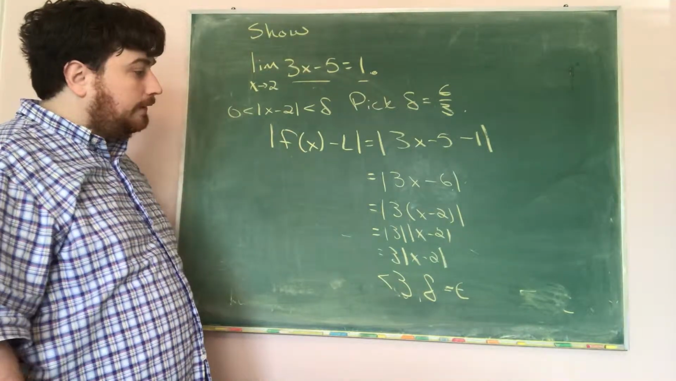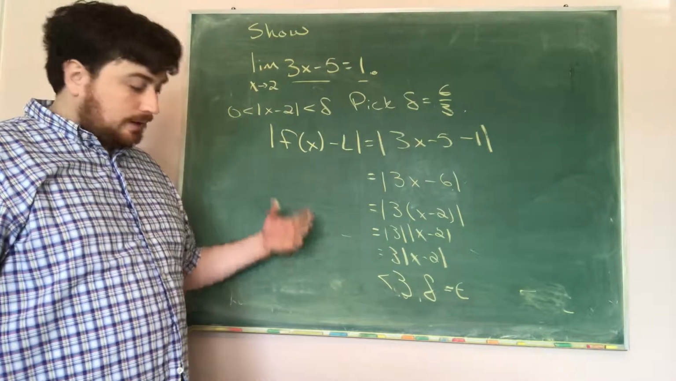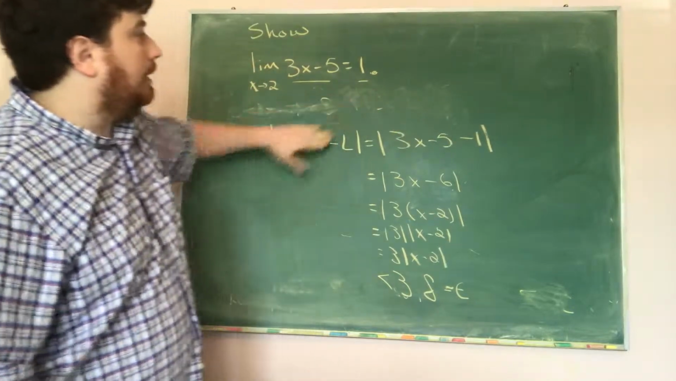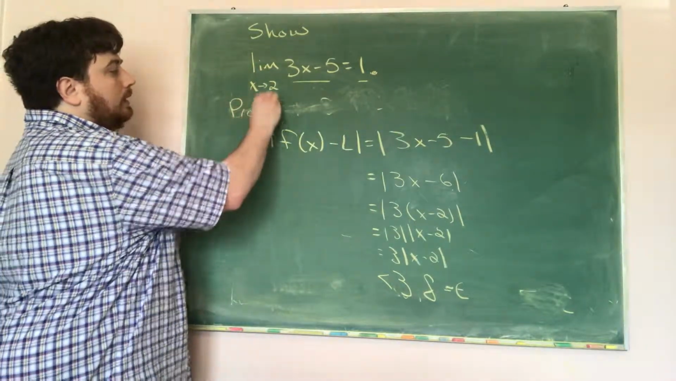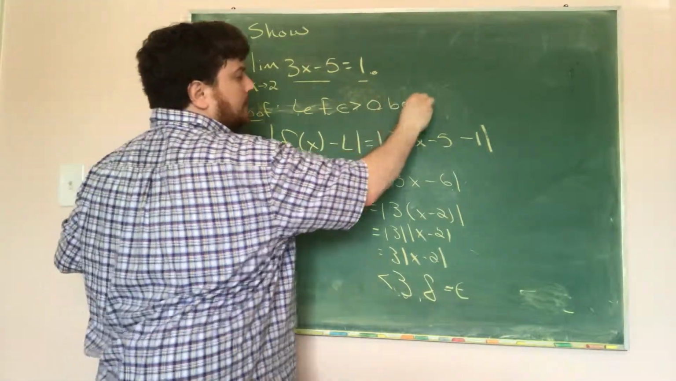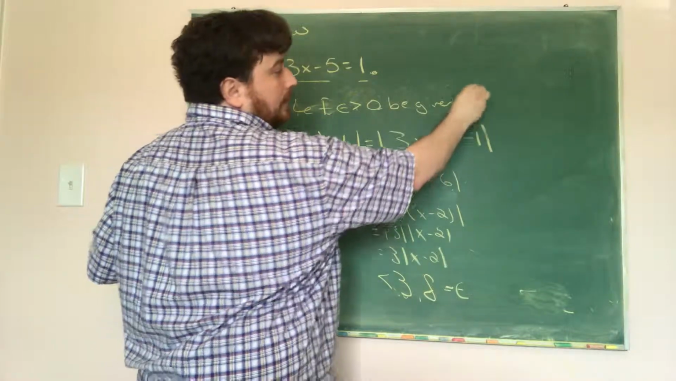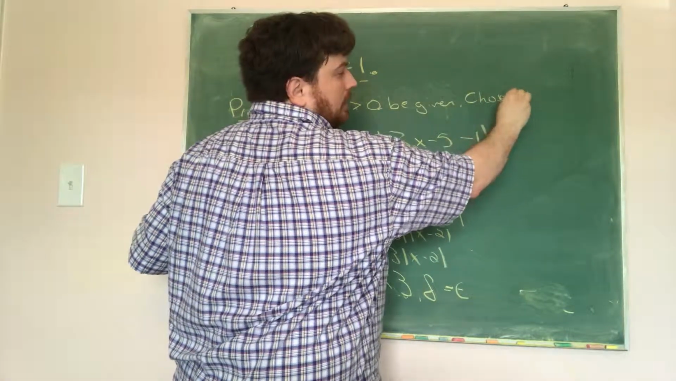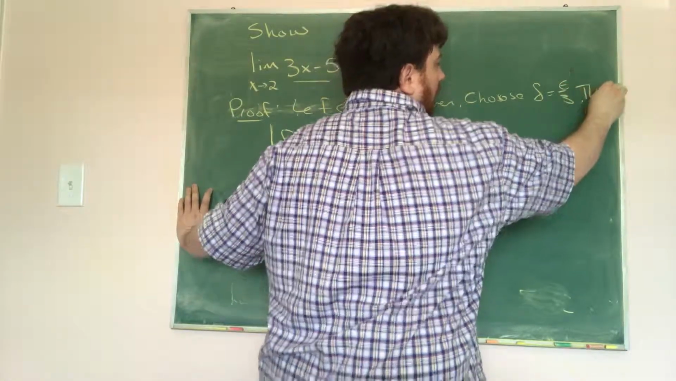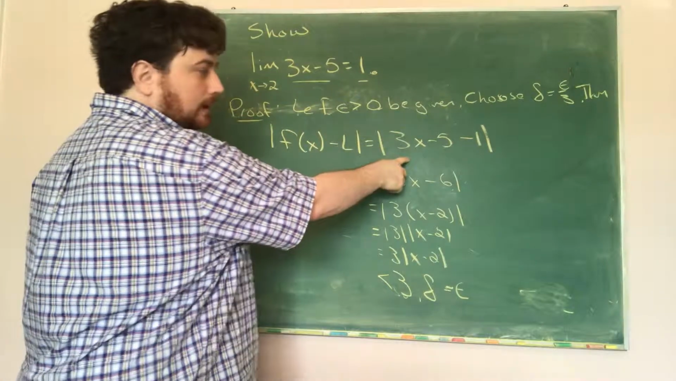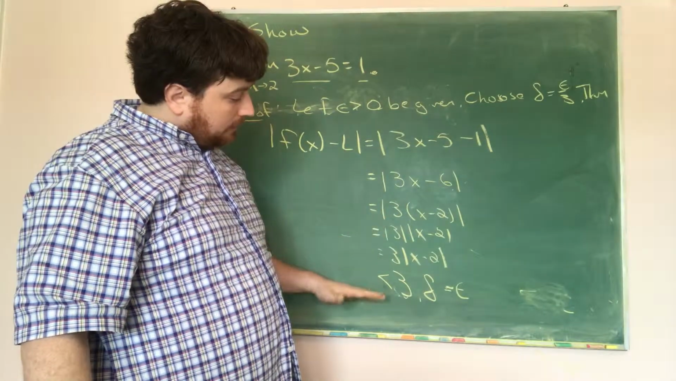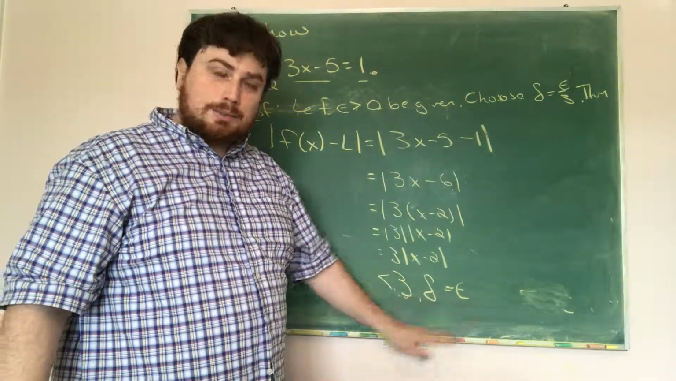Alright, so now for my formal proof, instead of rewriting all this, what I can say is, okay, the idea is that my proof that this is true goes like this. Let epsilon greater than 0 be given. What we would say is choose delta to be equal to epsilon over 3. Then we have |f(x) minus L| is equal to, and we would actually show these calculations in our proof, is less than 3 delta is equal to epsilon.